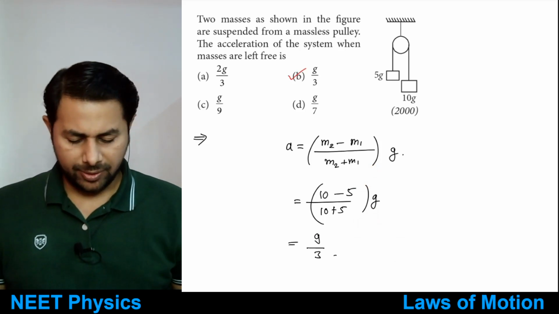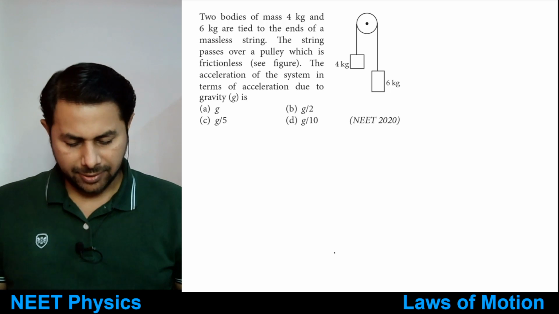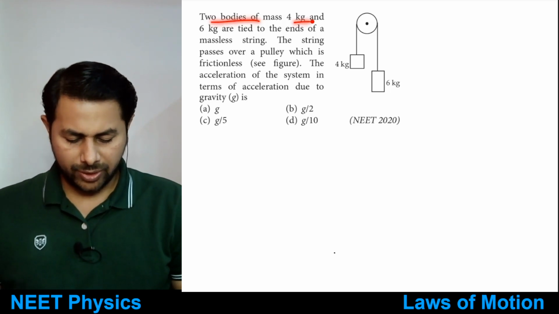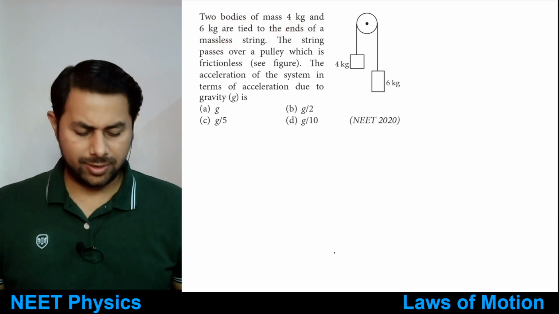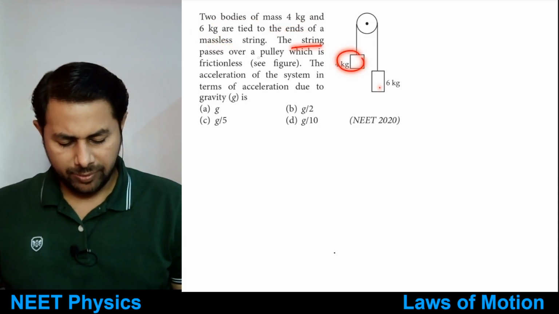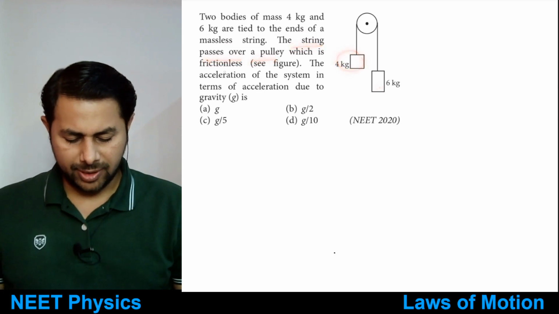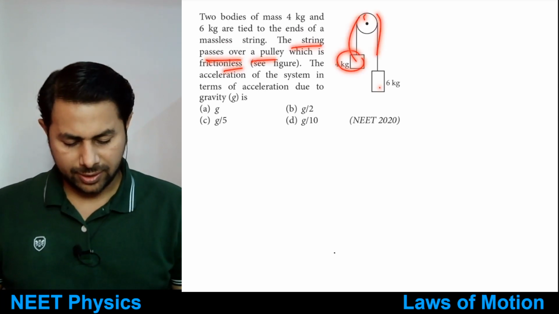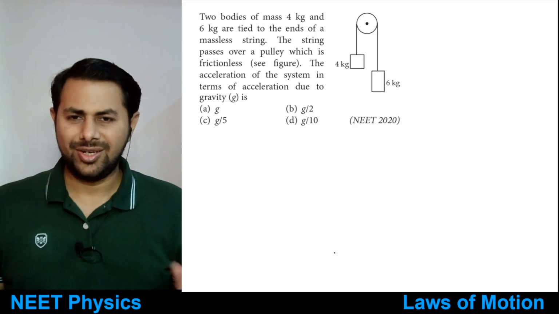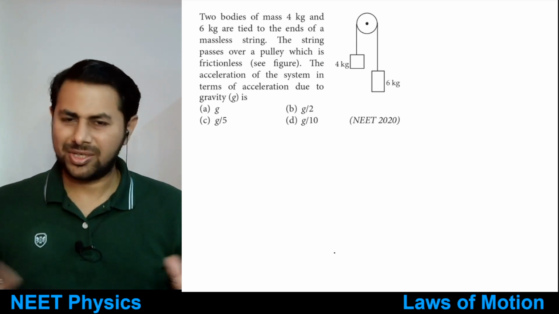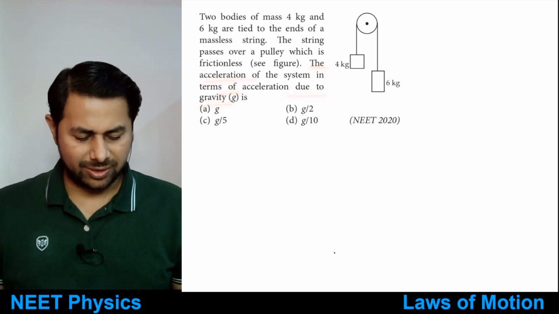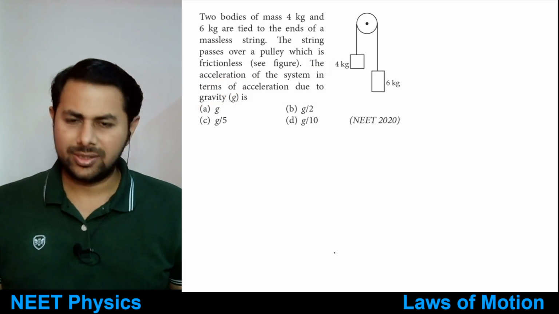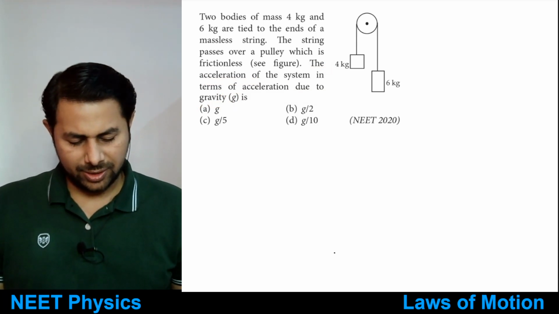So this one is very simple, right? Let's see next one. Two bodies of mass 4 kg and 6 kg are tied to the ends of a massless string. So similar one. The string passes over a pulley which is frictionless. It is frictionless and also massless. That is, we consider that the pulley is frictionless and massless. The acceleration of the system in terms of acceleration due to gravity g is. So again similar to last one, option C, g by 5.